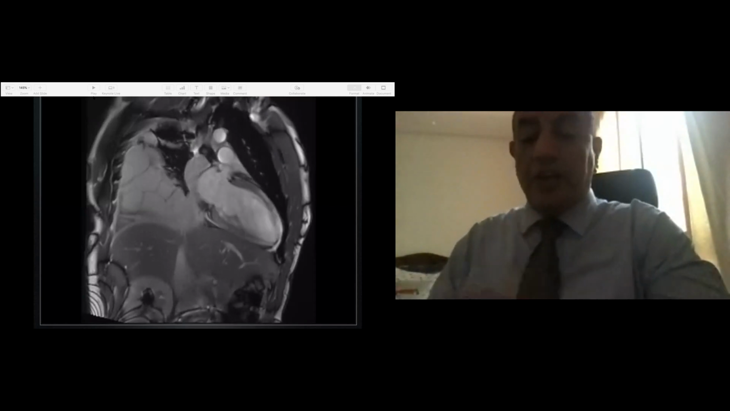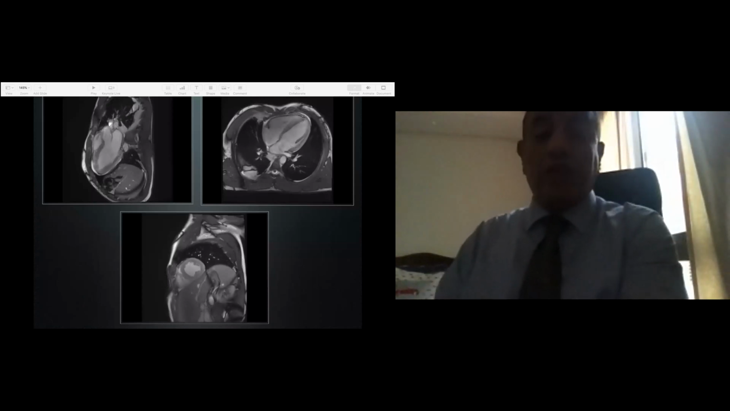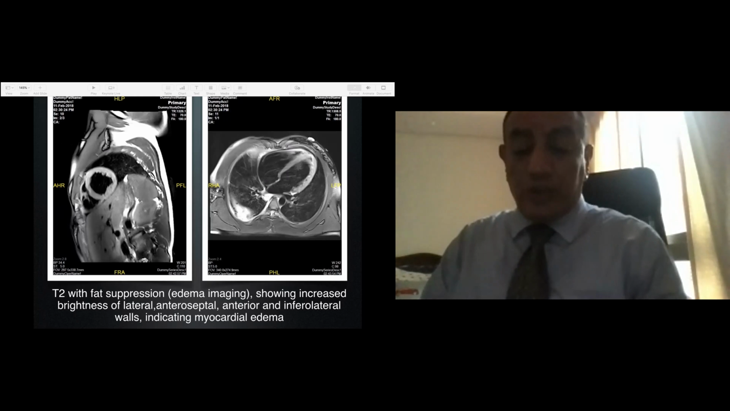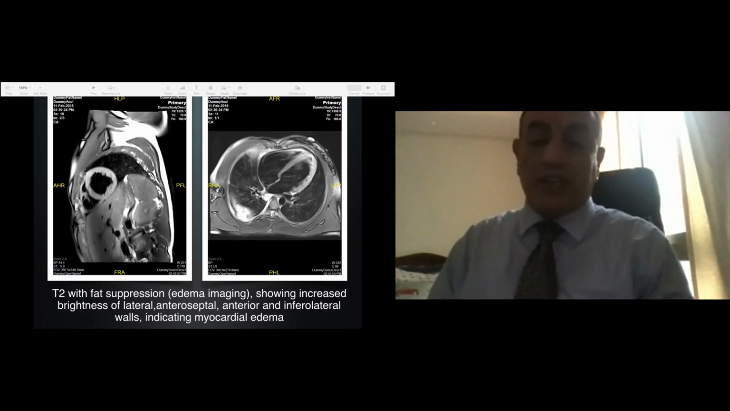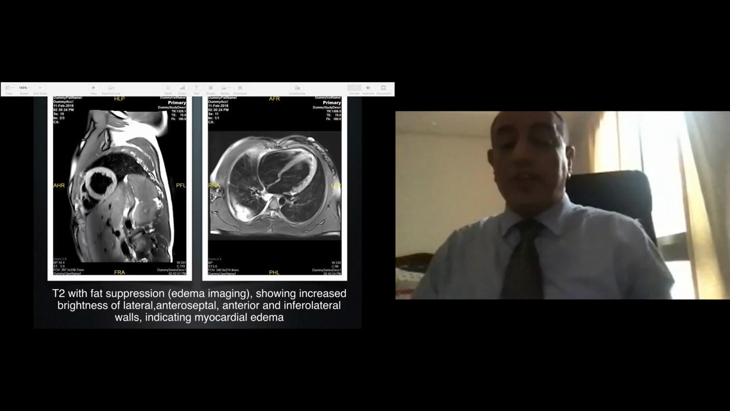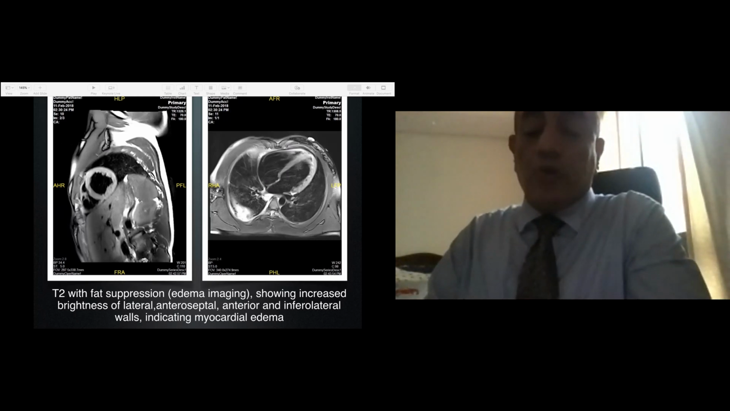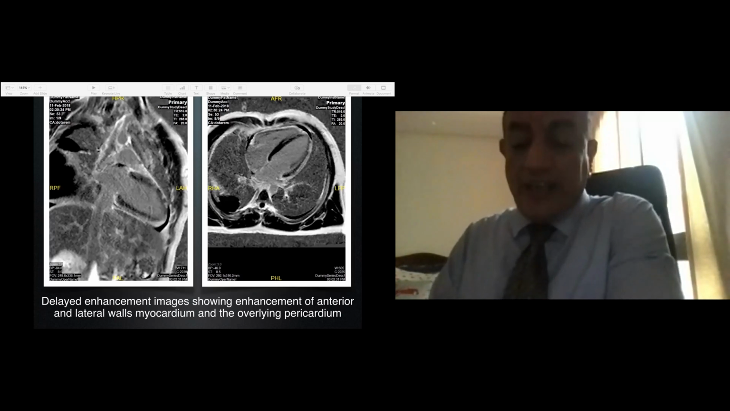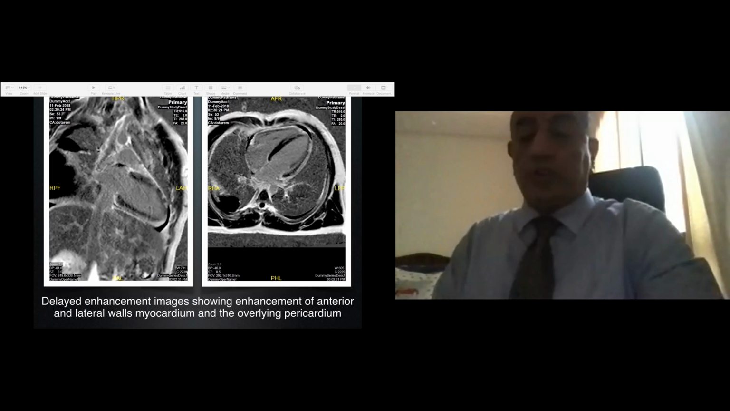This is the cine view. You can appreciate nearly normal left ventricular function, with no regional or global wall motion abnormalities. But this T2 view with fat suppression, called edema imaging, showed increased brightness of the lateral, anteroseptal, anterior, and inferolateral walls of the left ventricle, indicating myocardial edema associated with pericarditis. So this case was diagnosed after the cardiac MRI as acute perimyocarditis, and acute MI was already ruled out by coronary angiography. And this is a very interesting delayed enhancement image showing enhancement of the anterolateral wall and the overlying pericardium, indicating acute perimyocarditis.